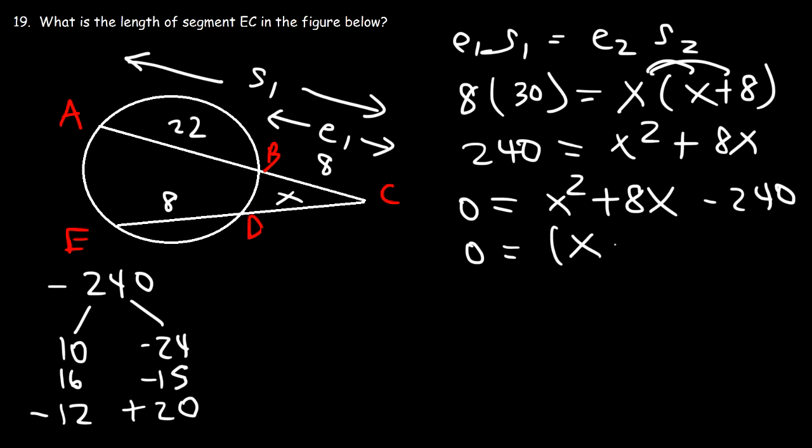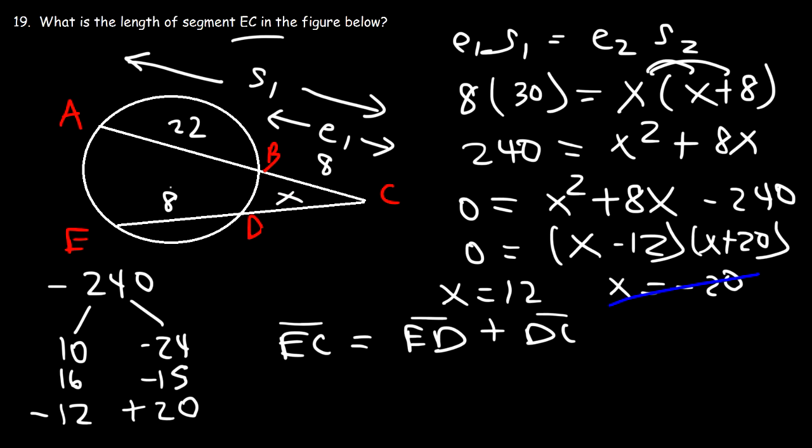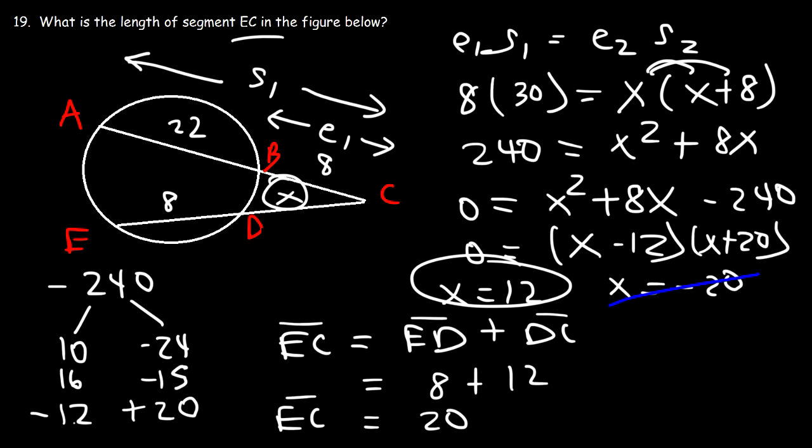So to factor, it's going to be x minus 12 times x plus 20. And so we can see that x is equal to positive 12 and negative 20. Now DC can't be negative, so we can get rid of this answer. So x is 12. Now EC is the sum of ED and DC. So ED is 8. DC is X, and we know X is 12. So EC is going to be 8 plus 12, or 20. And so that's the length of segment EC. It's 20 units long.